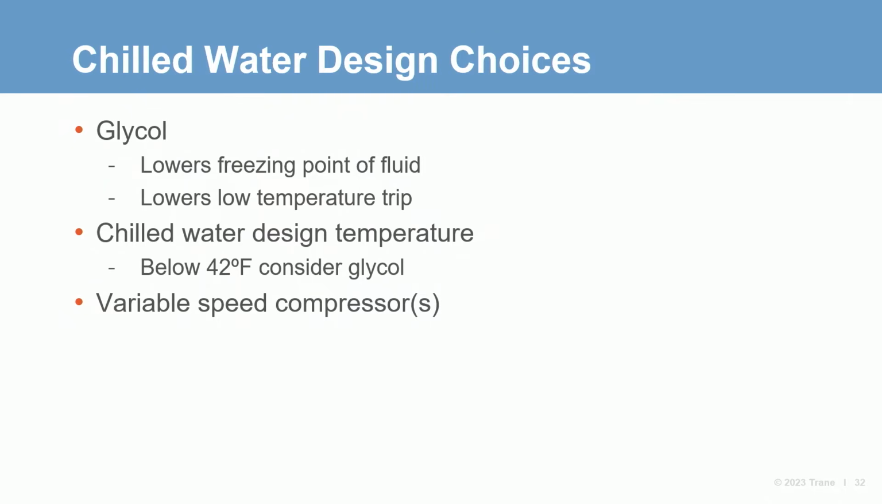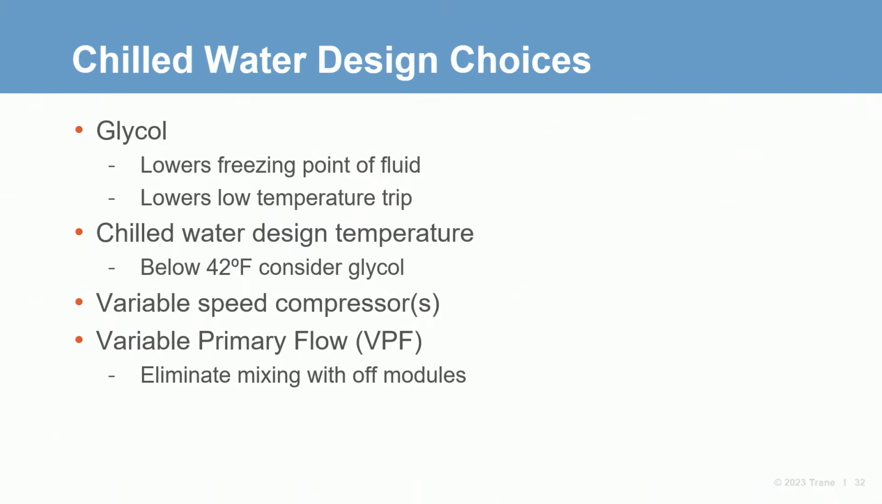The last item to consider is variable primary flow. When a modular chiller is configured in a variable flow system, the modules that are in operation would see flow, while the off modules see no flow. This eliminates mixing of conditioned and returned fluid within the chiller. We will explore variable primary flow in the coming section.